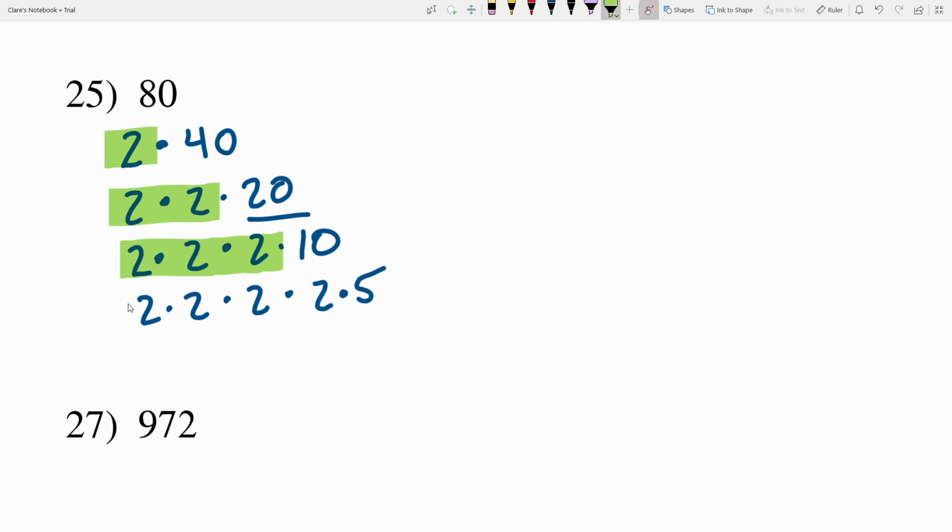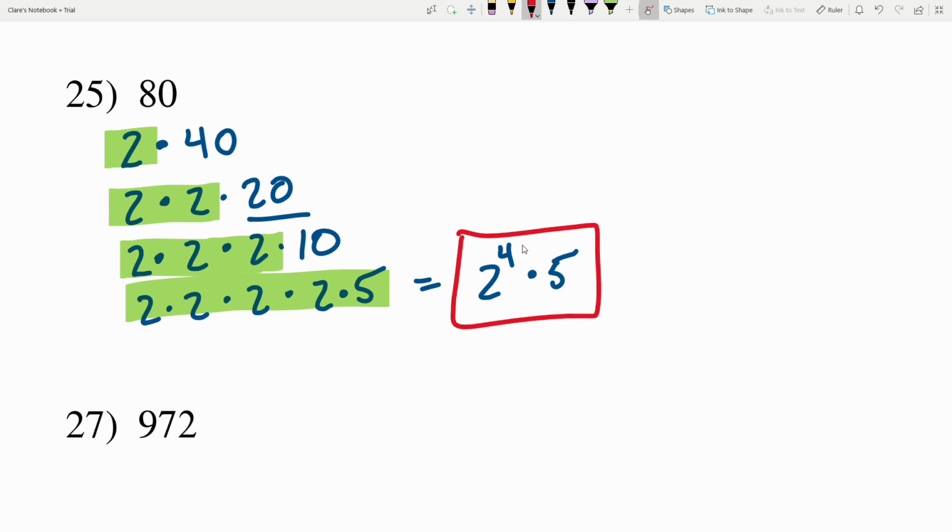So now I have all prime factors: 1, 2, 3, 4 2's, so that will be 2 to the 4th times 5. 2 times 2 times 2 times 2 is 2 to the 4th, and I'll multiply that by 5. That's my solution in number 25.